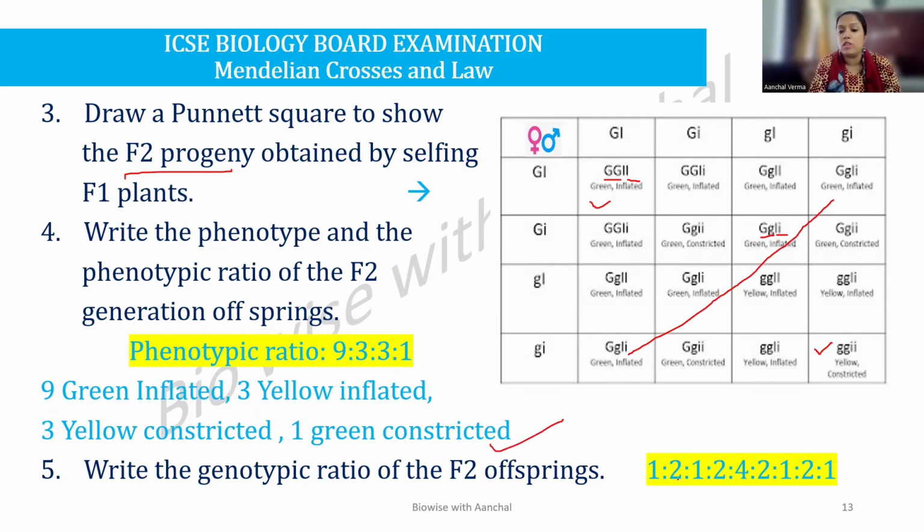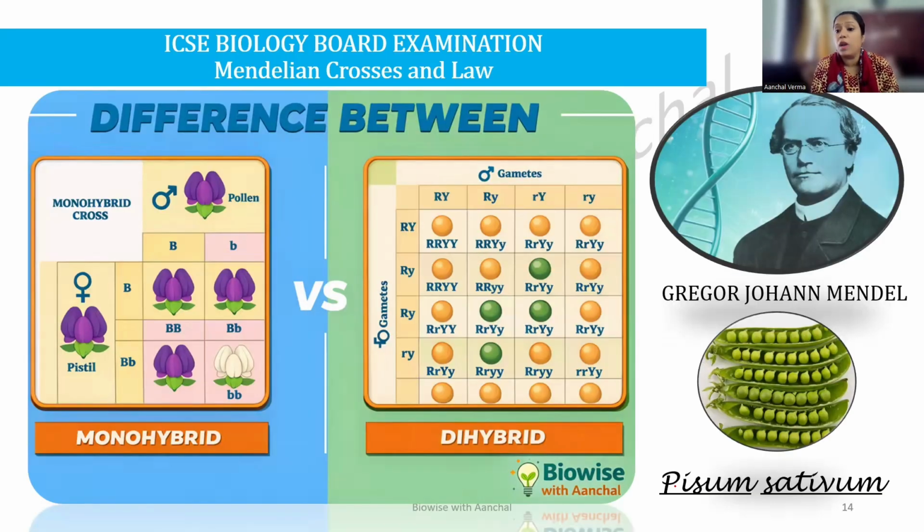And finally, you have the genotypic ratio, that is 1 is to 2 is to 1 is to 2 is to 4 is to 2 is to 1 is to 2 is to 1. So this gives you the genotypic ratio. Now this gives you the complete explanation of the monohybrid and dihybrid cross. So I hope you understood the difference between the monohybrid cross and the dihybrid cross.